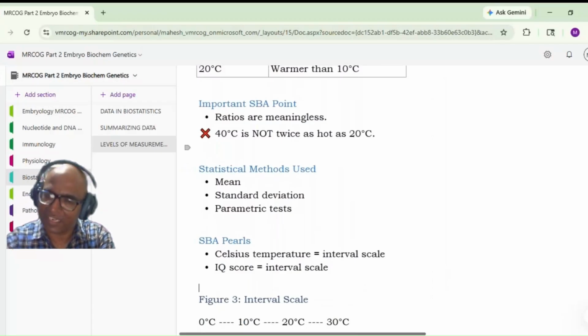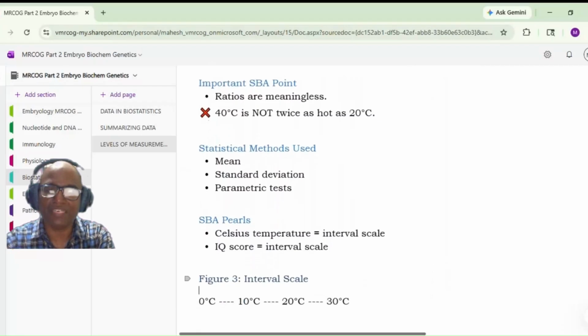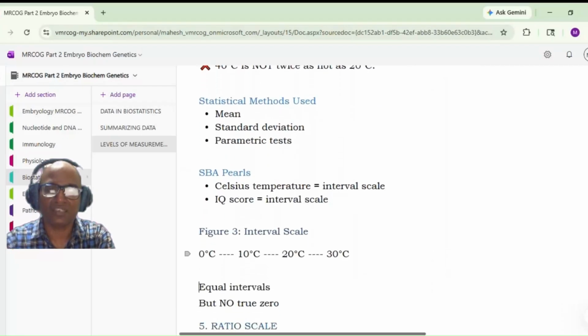But the highest is the ratio one, which we will see. So Celsius temperature is the interval scale example. And IQ score is also an example of interval scale. So here, interval scale, look at this figure. You have got 0 degree, 10 degree, 20 degree, 30 degree. So there are equal intervals.